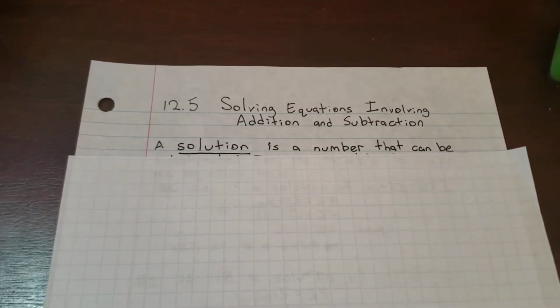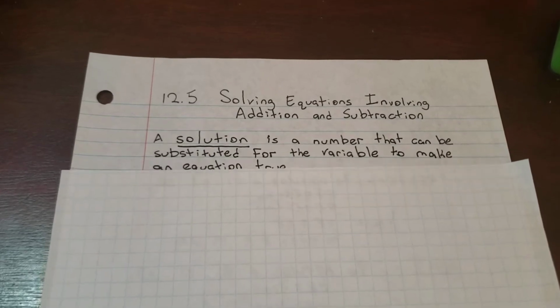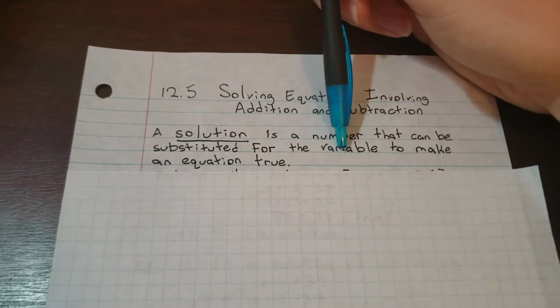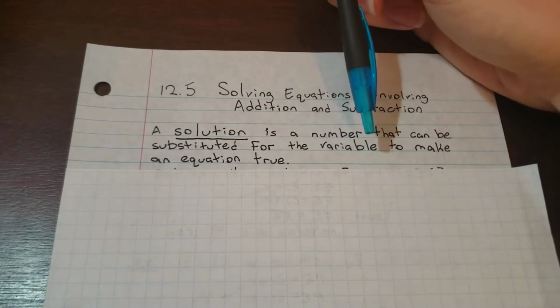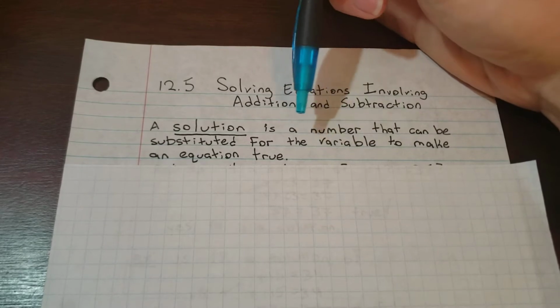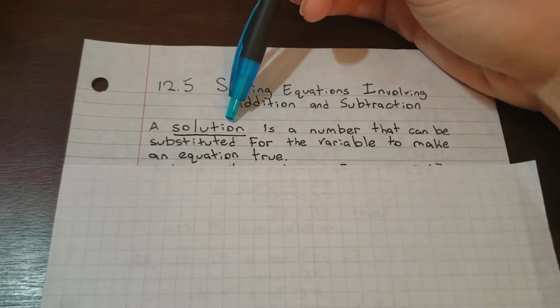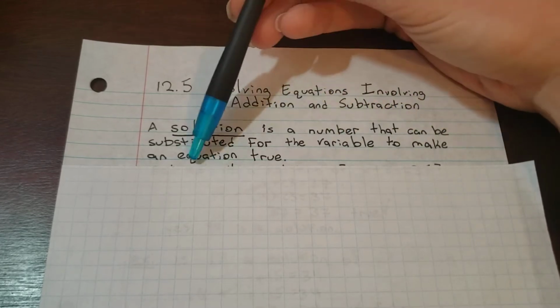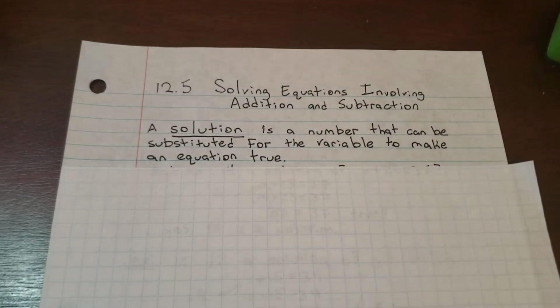When we have a solution, that's a number that can be substituted for the variable of any equation in order to make it true. So a solution is a number that can be plugged into the variable, which will make the equation true.